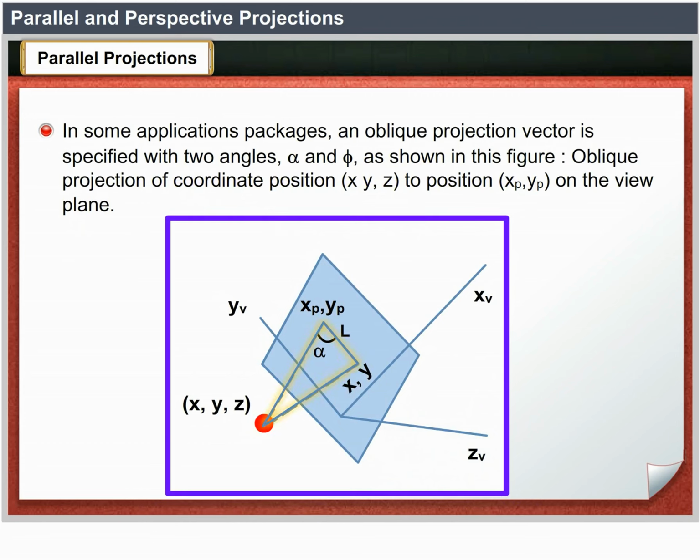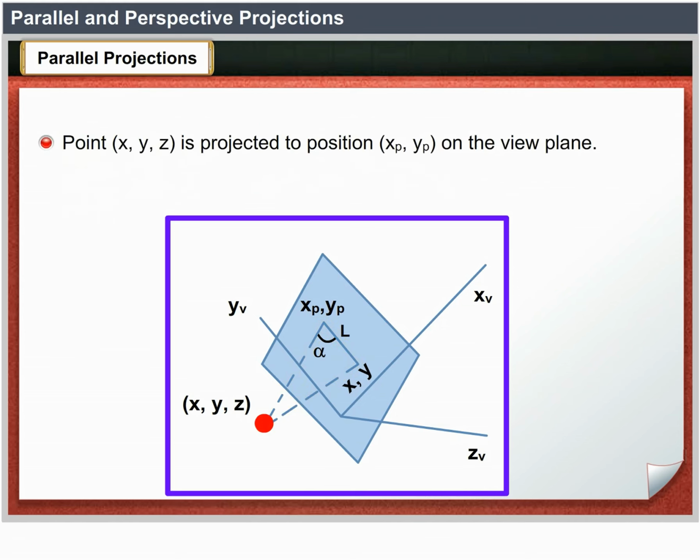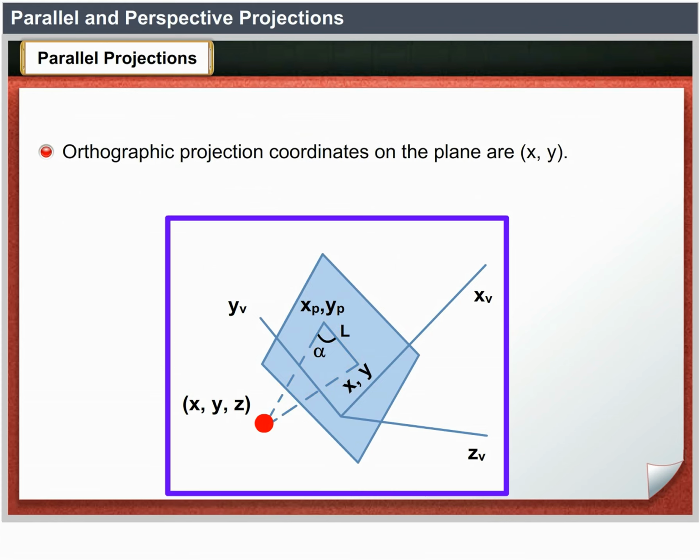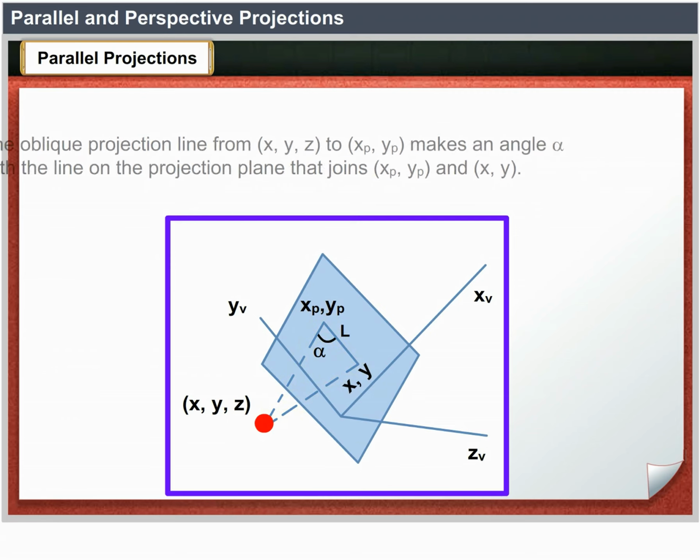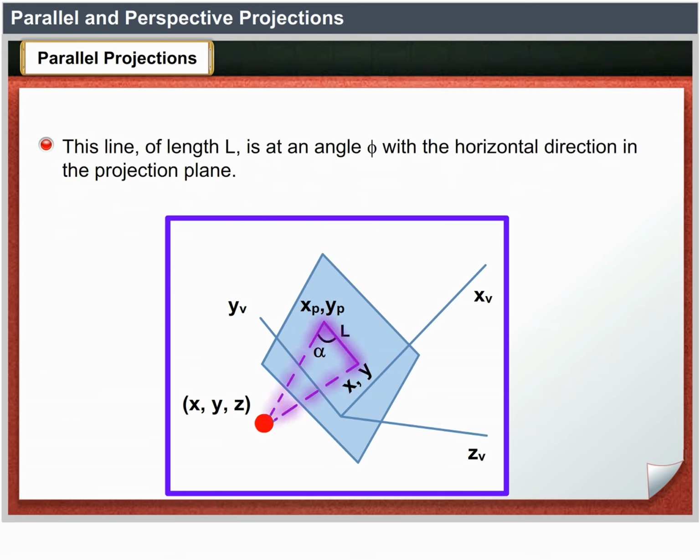Oblique projection of coordinate position x, y, z to position xp, yp on the view plane. Point x, y, z is projected to position xp, yp on the view plane. Orthographic projection coordinates are on the plane x, y. The oblique projection line from x, y, z to xp, yp makes an angle alpha with the line on the projection plane that joins xp, yp and x, y. This line of length L is at an angle phi with the horizontal direction in the projection plane.